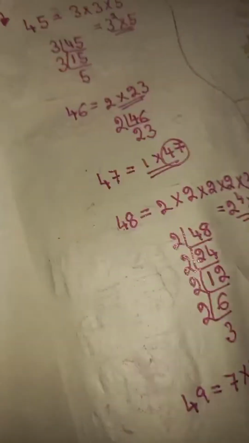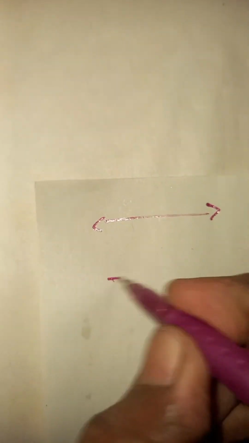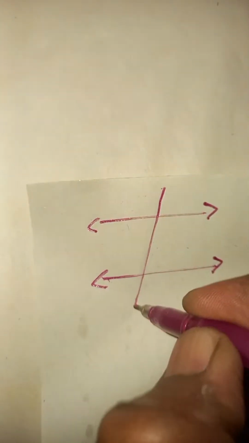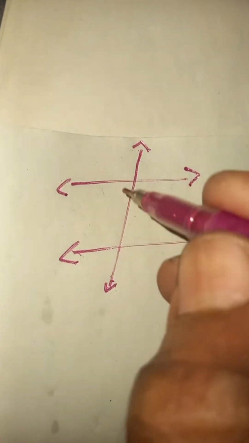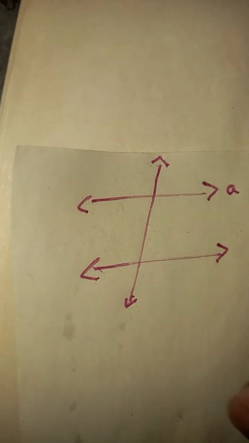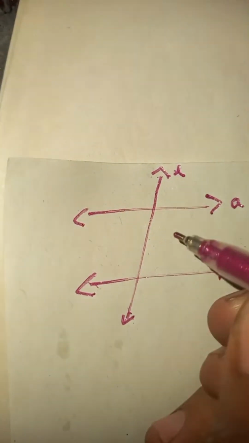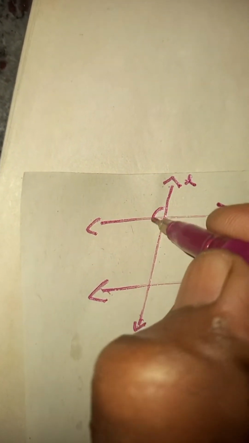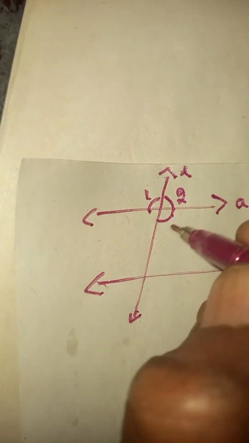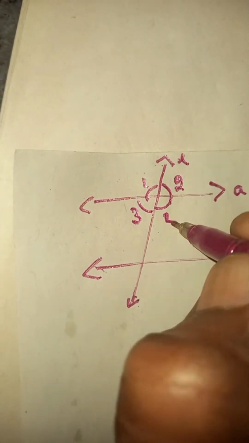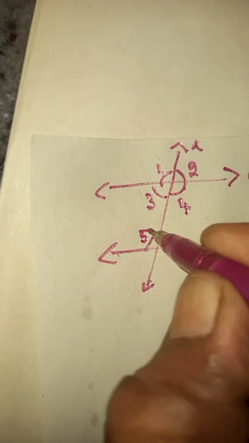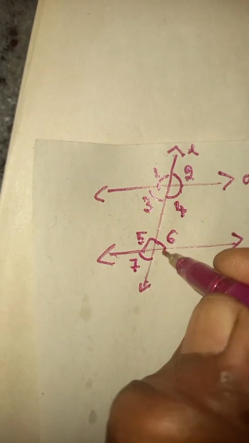Now I am going to tell what happens if two parallel lines are met by a transversal. Here they have given two parallel lines. In these two parallel lines, there is one more line which is going to meet them. This is known as a transversal. When a transversal meets two parallel lines A, B, this transversal is L, it is going to create 8 angles. Angle 1, 2, 3, 4, and this one is 5, 6, 7, and 8.